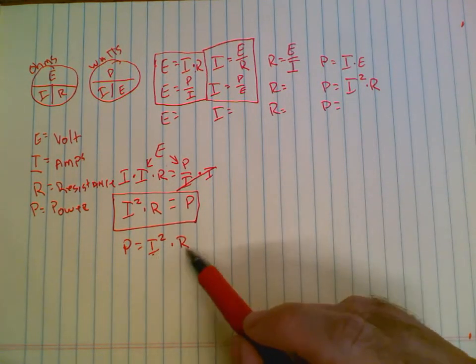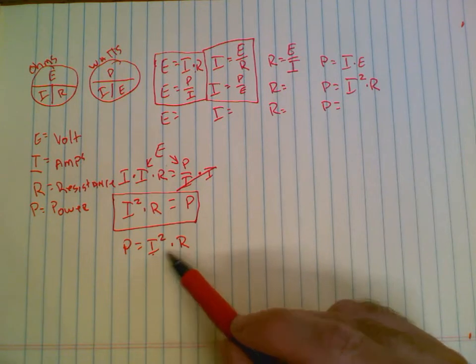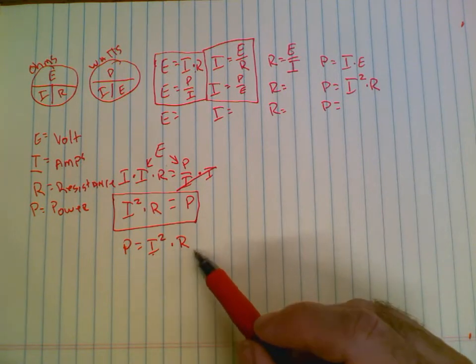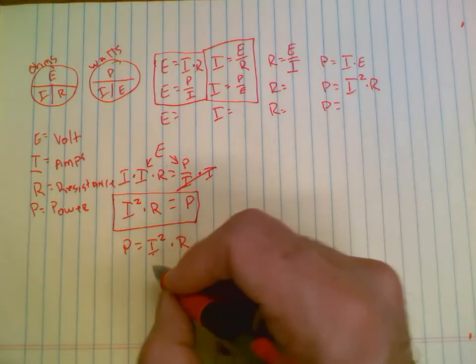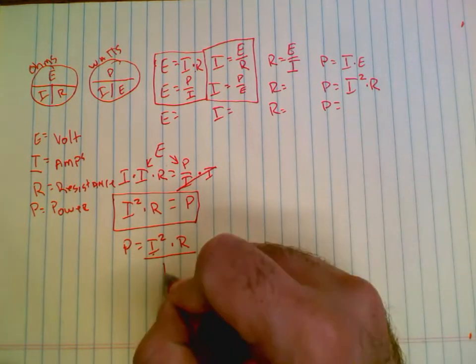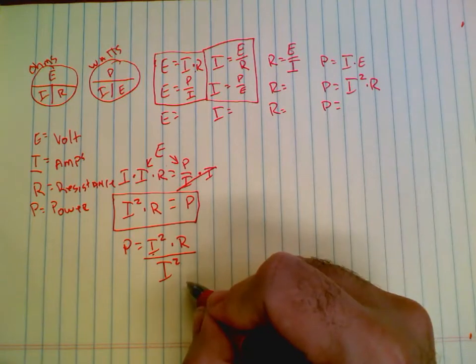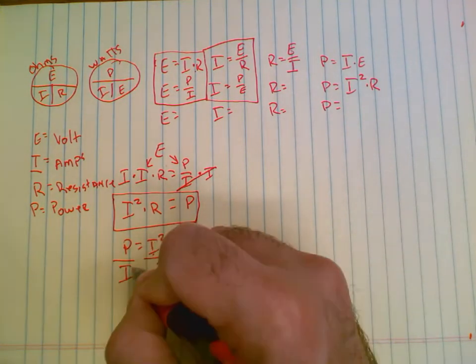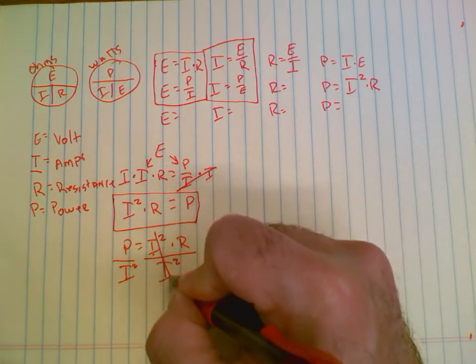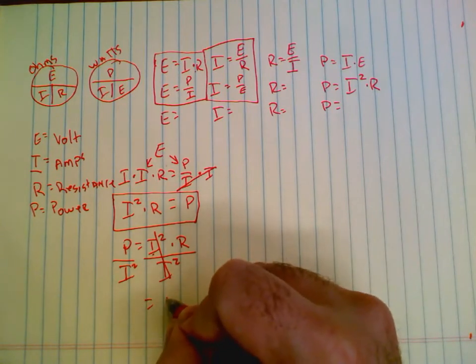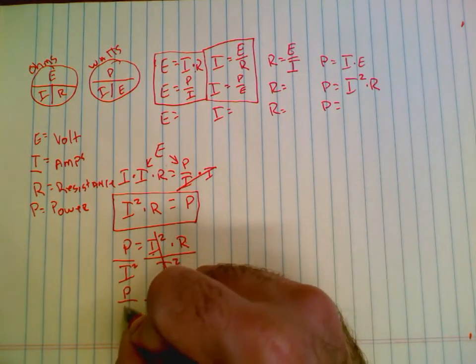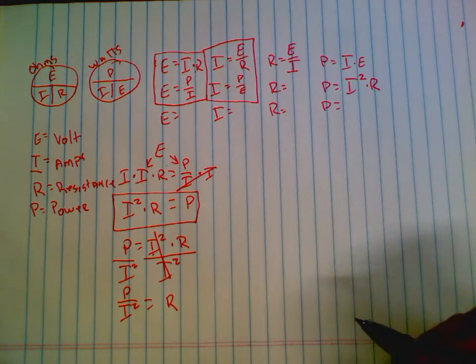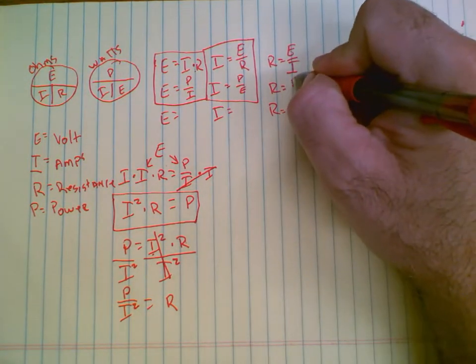So whichever one we're looking for, we just have to work with the other variable. So in this case, if I'm looking for R, well, I'm going to divide both sides by I squared. On this side of the equation, the I squares cancel out, and I'm left with R equals P divided by I squared. I'll write that up here.